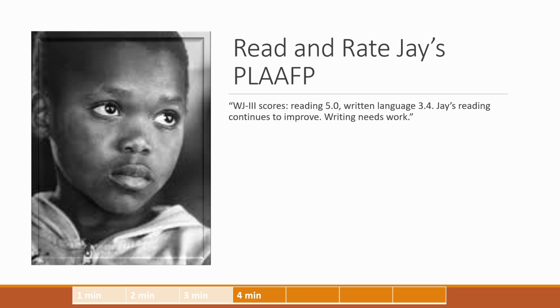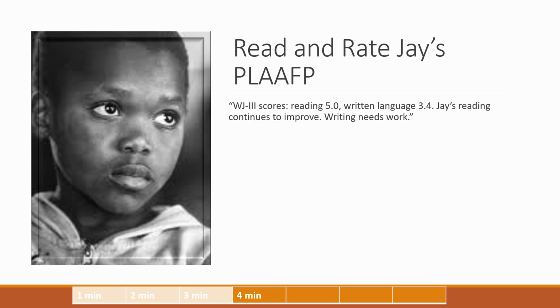Read and rate J's PLAAFP. WJ 3 scores. Reading 5.0, written language 3.4. J's reading continues to improve, writing needs work. So we know we're after 5 to 7 data-based statements. I don't see complete statements here. I do see some data. However, there is no context to interpret what 5.0 means.